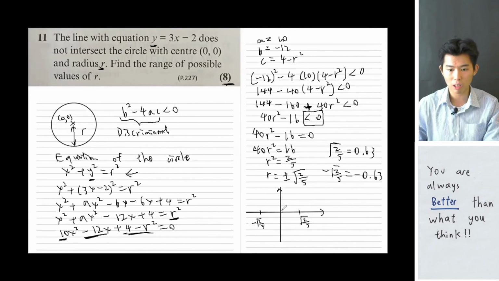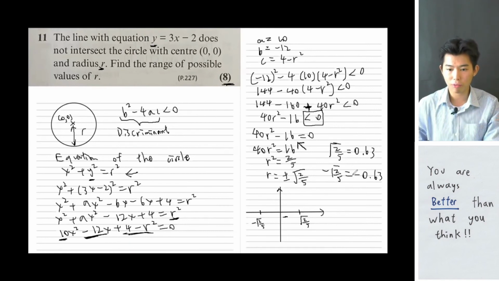Let's say 0. If we put 0 into this equation here, so if r equals 0, 0 squared times 40 would be 0. So 0 minus 16 would be a negative value. So the range between these two values here would be negative. So this one has to be under the x-axis.